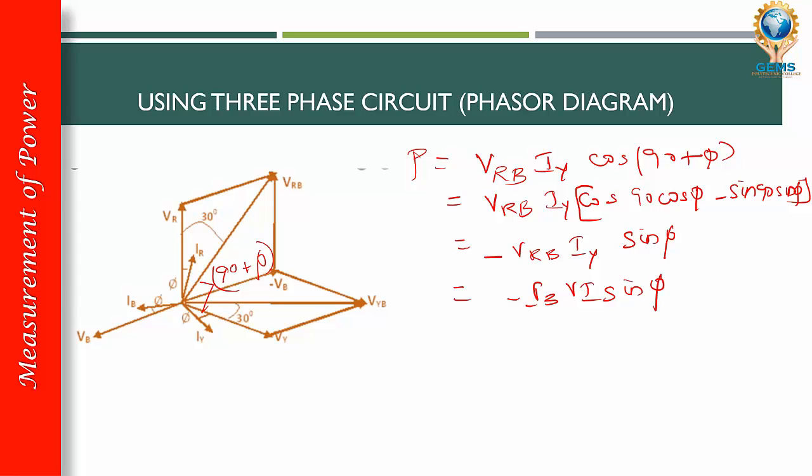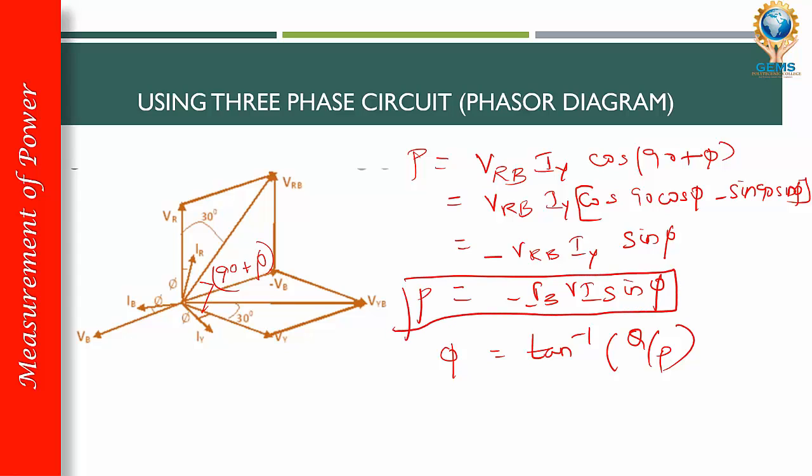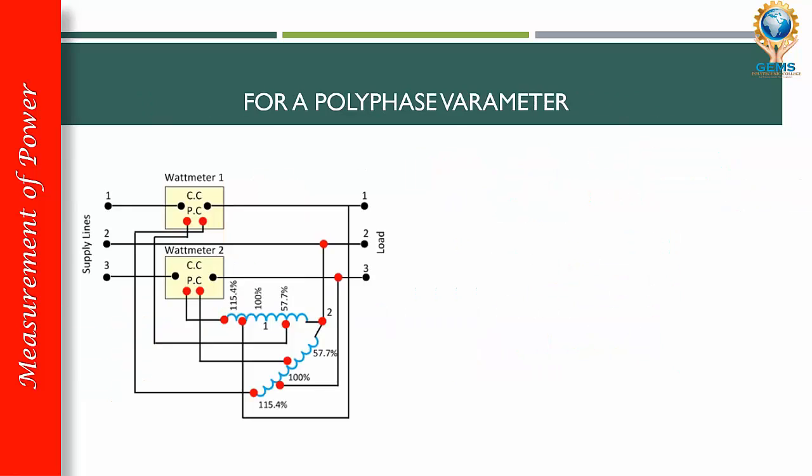Line voltage and supply voltage are different. Line voltage will be equal to root 3 into V, but line current and supply current are the same, so I substitute with I. The phase angle will be equal to tan inverse of Q by P, where Q is the reactive power and P is the active power. So this is how I measure power and the angle for a three-phase circuit. Now we'll see how we can measure reactive power for a polyphase varmeter.